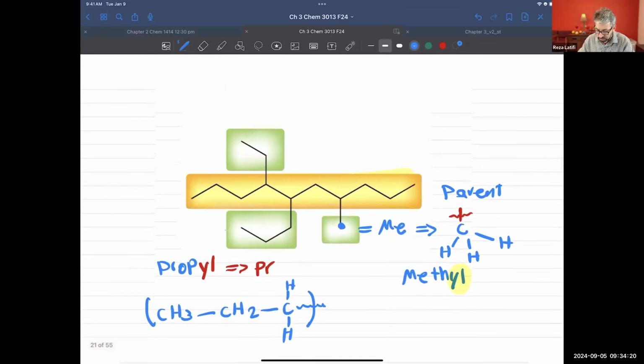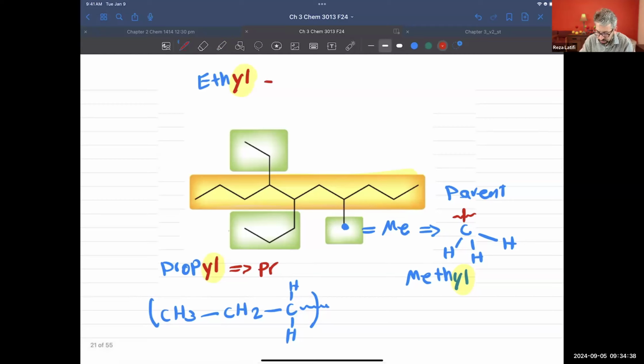How about the next one? It has 2 carbons, so it will be ethyl. As you see, I keep adding YL to the end of names, just to say that they are attached to somewhere. The symbol for ethyl is ET. Sometimes instead of drawing the substituent, we just put the line and say ethyl. That means you have 2 carbons there.